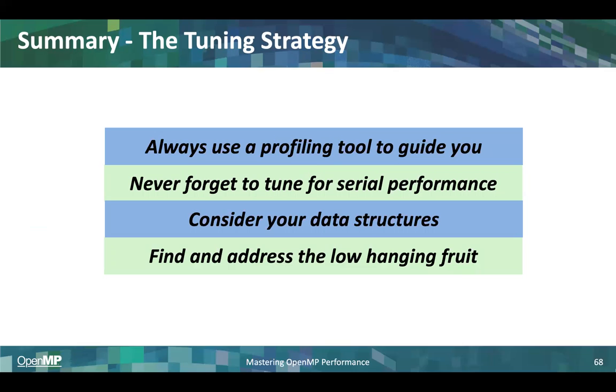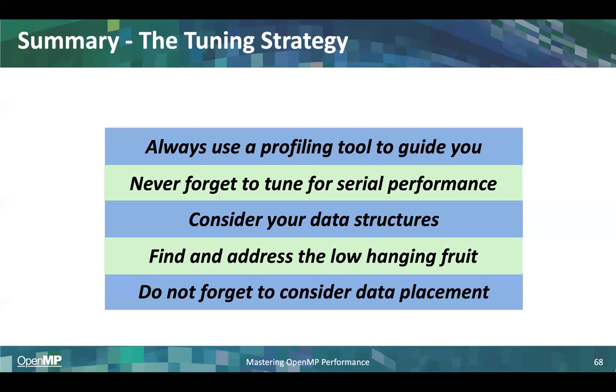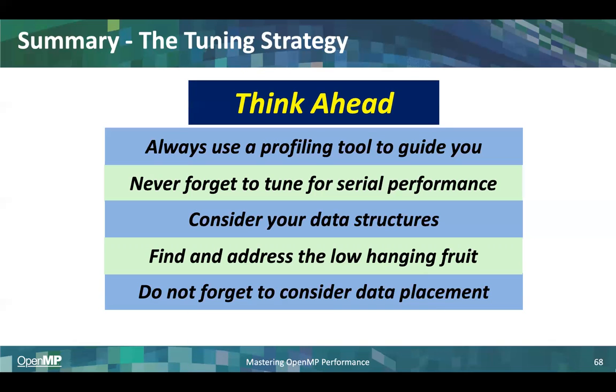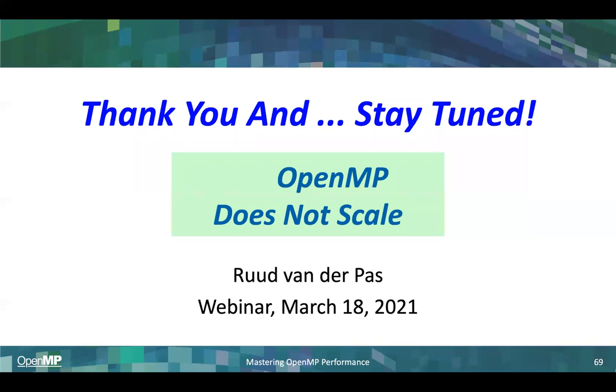Look at those cases like barriers, redundant barriers, too many parallel regions, and those kinds of things, what I call the low-hanging fruit. Address those. And again, don't forget about data placement. And what I call is think ahead. Even when you see some small inefficiency, fix it, because what may not matter today may matter tomorrow. All right. Thank you. Stay tuned. And remember, it's not that OpenMP doesn't scale, it's that bad OpenMP does not scale.